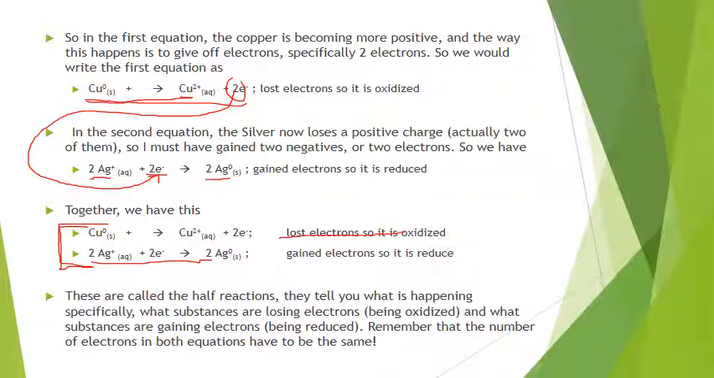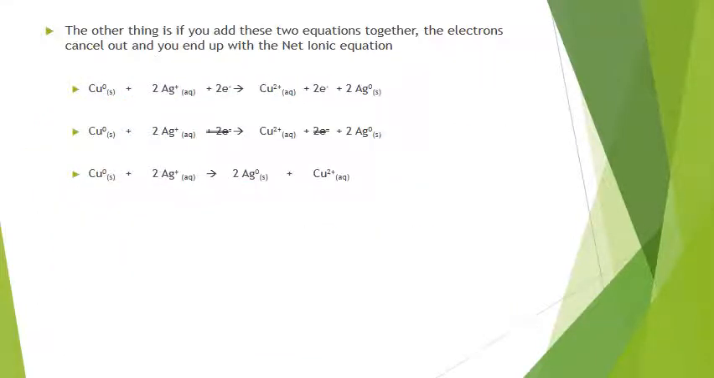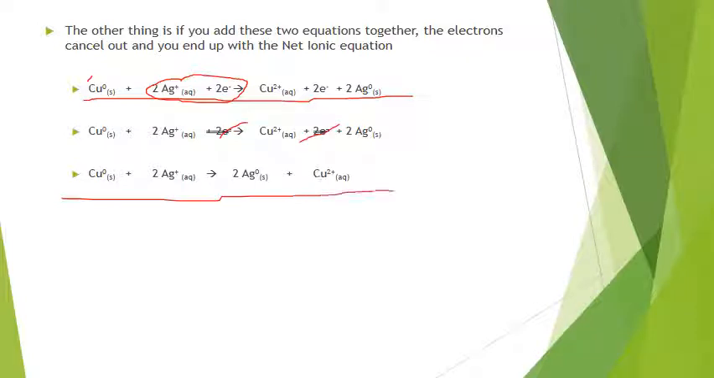Okay, so this is a half reaction, and it tells us that copper's lost electrons and it's oxidized, and the silver has gained electrons and it's reduced. So one thing you should notice is if you add those 2 equations together, you get this. So this is the silver part, and so it goes silver here. So when you add the 2 half reactions together, what happens? The electrons cancel out, and you end up with a net ionic equation. So that's a good way to check your half reactions.